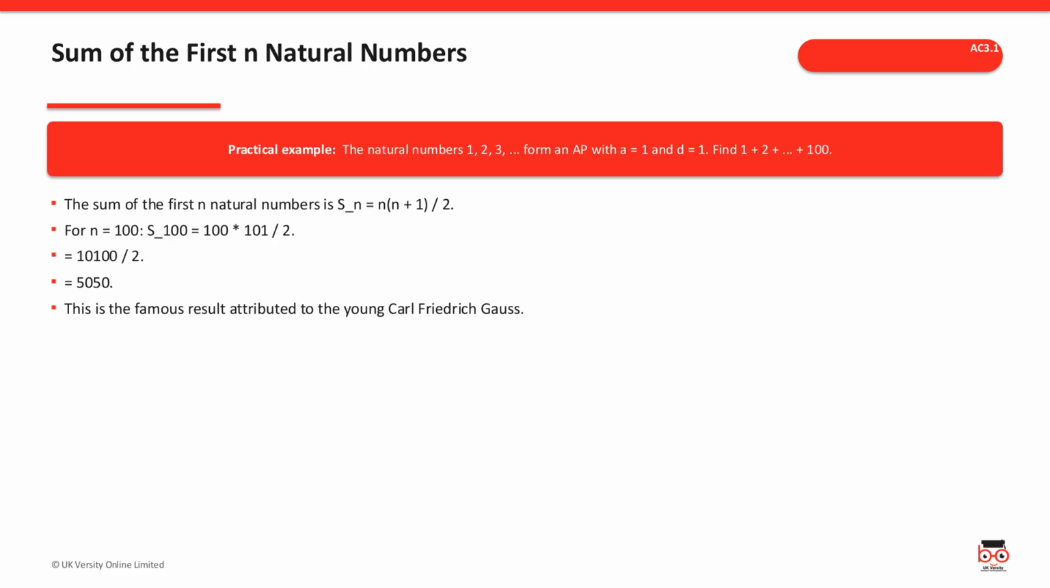Here's a classic. The natural numbers 1, 2, 3, and so on form an AP with a equals 1 and d equals 1, and there's a lovely shortcut for their sum. s sub n equals n times n plus 1 over 2. To add 1 all the way to 100, we compute 100 times 101 over 2, which is 10,100 over 2, giving 5,050. This is the trick famously attributed to a young Carl Friedrich Gauss.